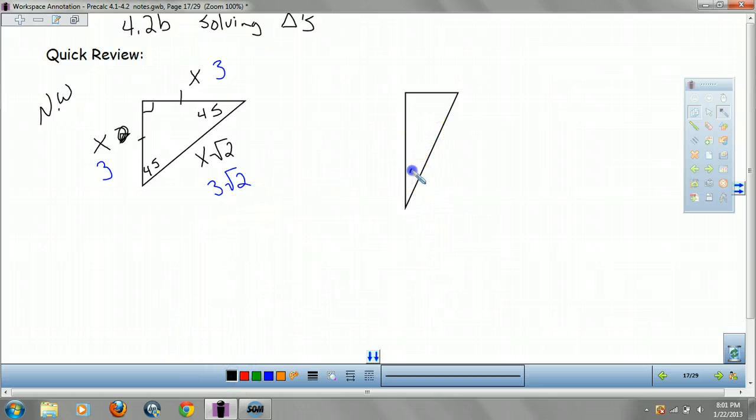Now let's take a look at this 30, 60, 90 triangle. If this side is x, this one's 2x, and this one is x square root of 3. So if this side was 5, this side would be 10, and this side would be 5 square root of 3. Now you might be asking yourself, Mr. Williger, why are you showing us this stuff? This seems like old hat.